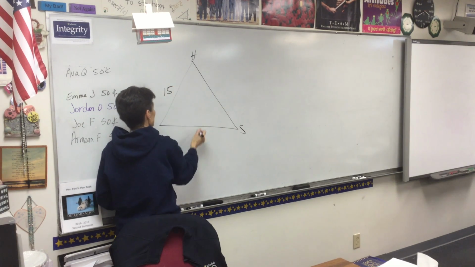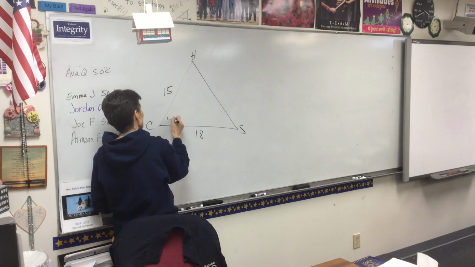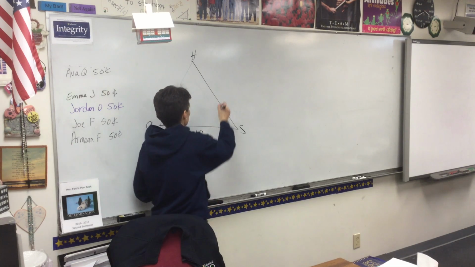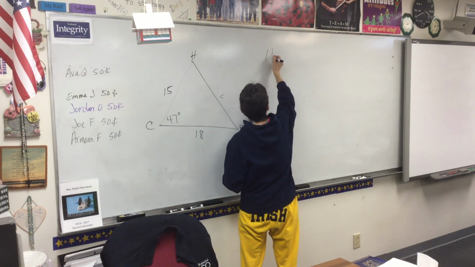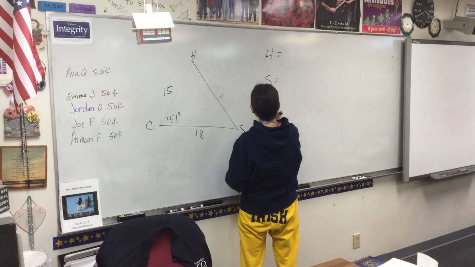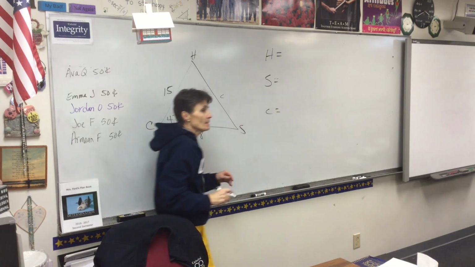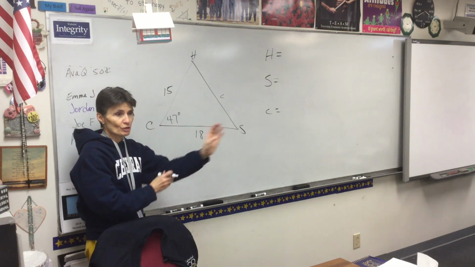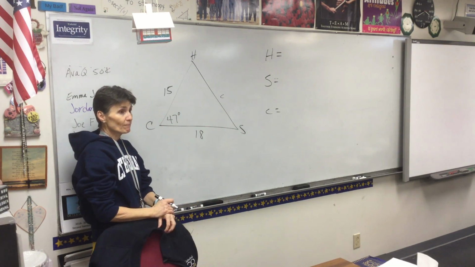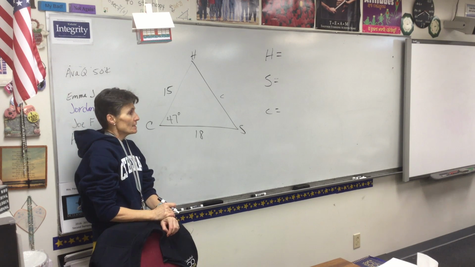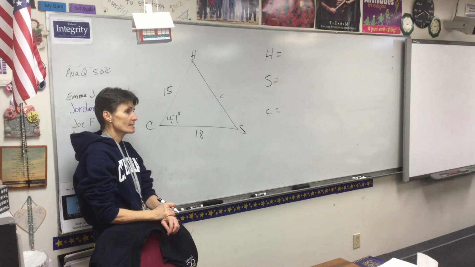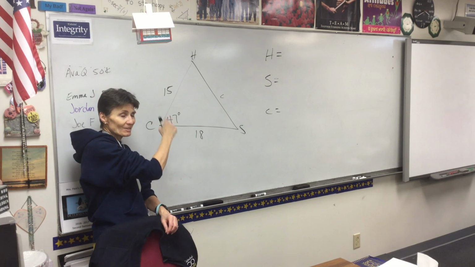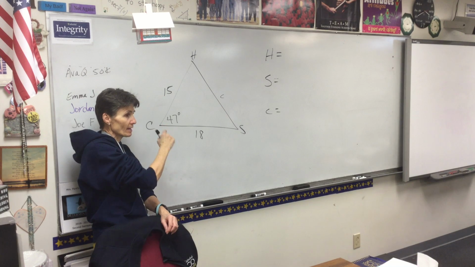Like this is 15, and this is 18, and this is 47 degrees. And then you're going to find everything that's missing. So you're going to find angle H, angle S, and side C. So it looks exactly like the quiz you just took. The difference is you can't use the law of sines. Can someone tell me how I know I can't use the law of sines on that triangle?